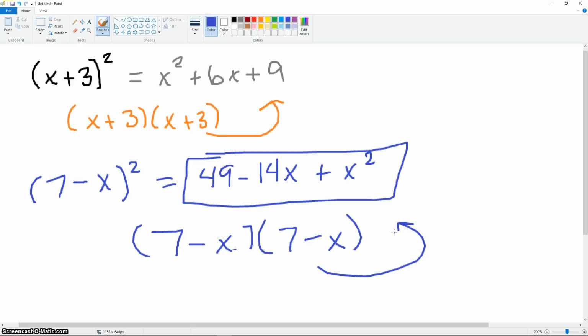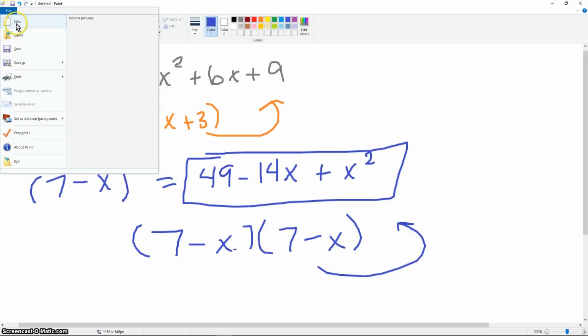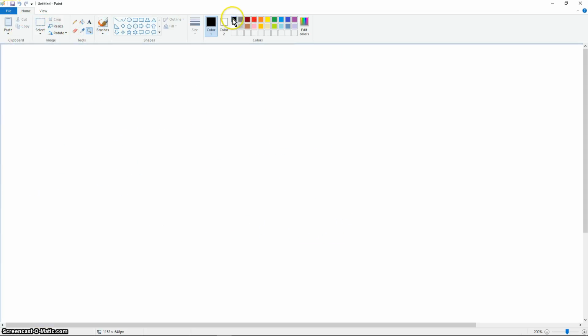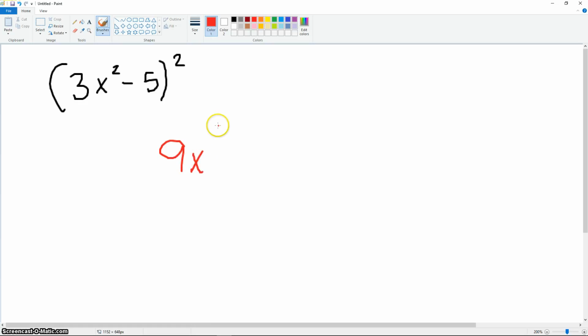Okay, let's do something a little more difficult, and this will be the last one that I will do in regards to patterns. It's 3x squared minus 5, and we're going to square that. Still the same concept. Square the first. Here's the first. It's a lot different than what you're used to. Let's square the number first. 3 squared is 9. And then we have to worry about squaring this. When you square a square, that's going to be x to the 4th.